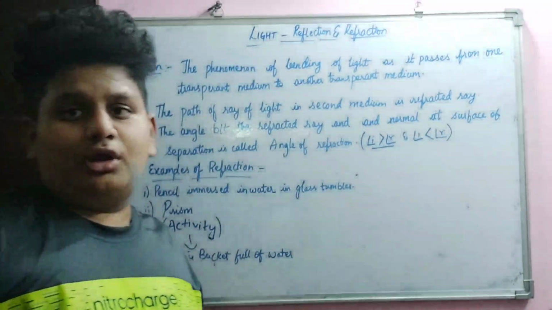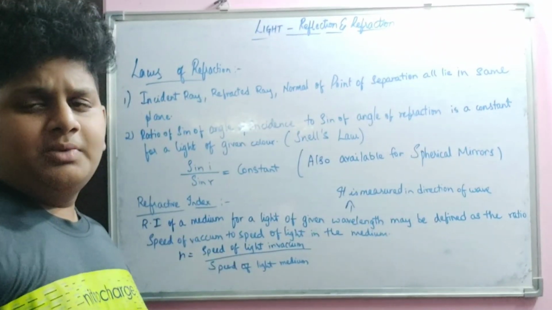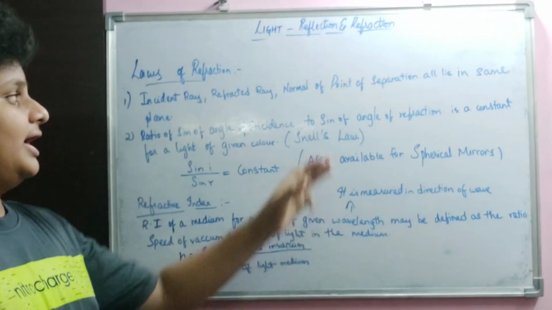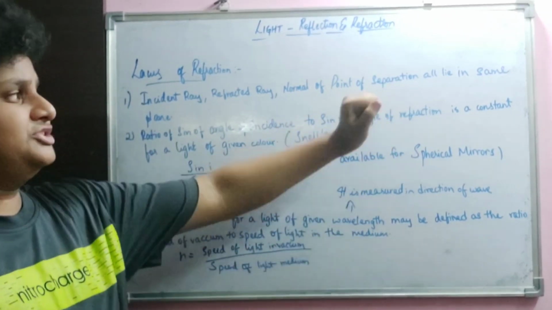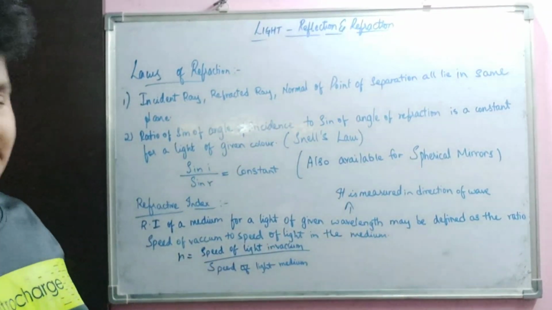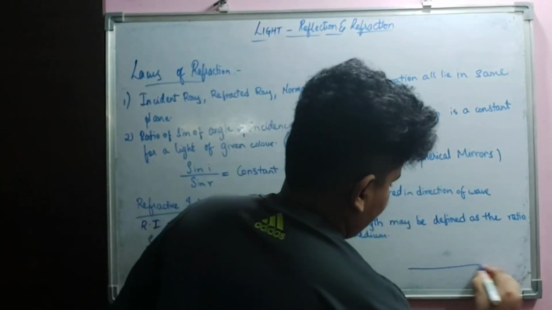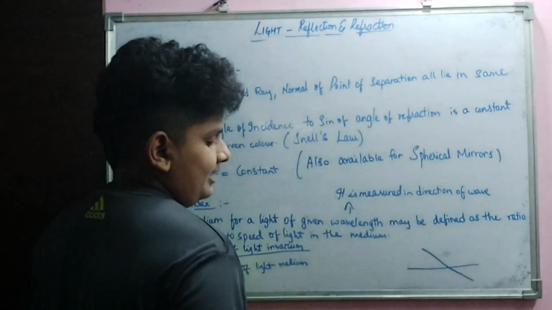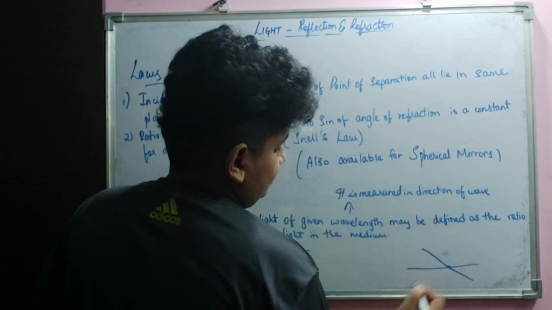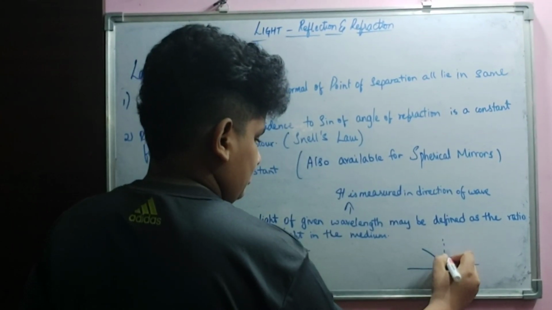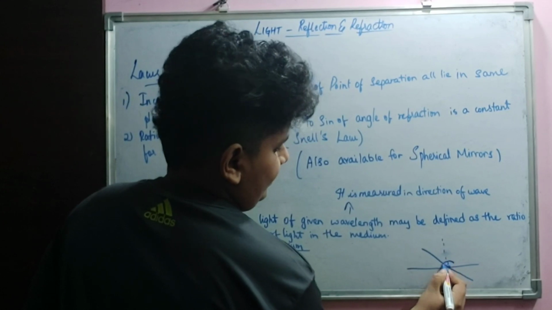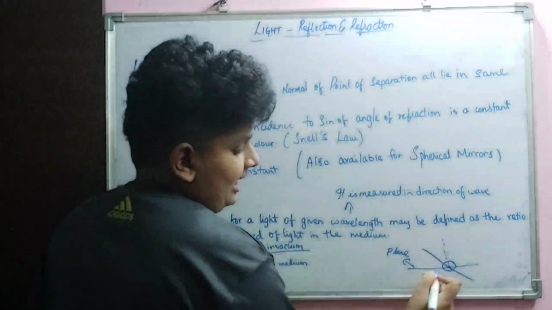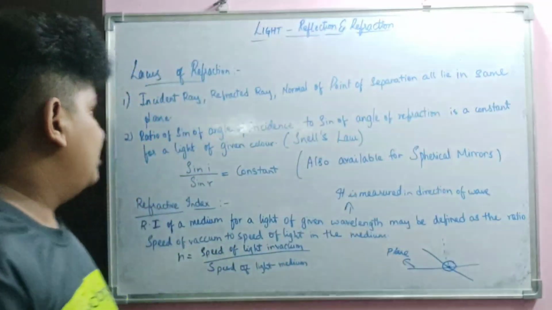Next, let's get into the laws of refraction. First law: the incident ray, the refracted ray, the normal and the point of separation all lie in the same plane. See, if this is the medium or the plane, this is the incident ray and this is the refracted ray, this is the point of separation, this is the normal. These all lie in the same plane.